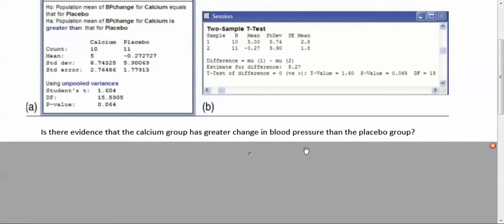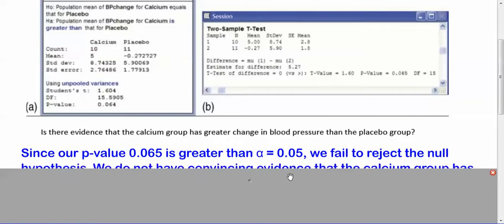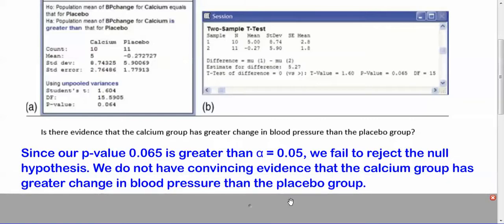Now for this one, I did not actually give you an alpha and we don't have the stem of the problem, so I'm going to go on the assumption that most of you chose to use a significance level of 0.05. So hopefully you got something like, since our p-value of 0.065 or 0.064 is greater than our alpha of 0.05, we fail to reject the null hypothesis.